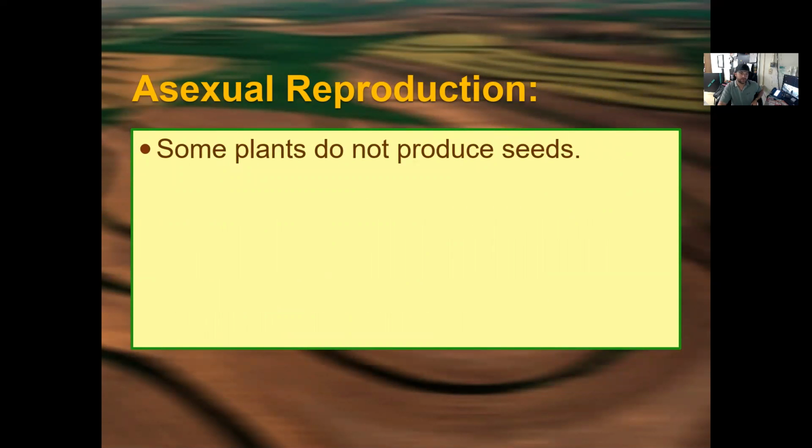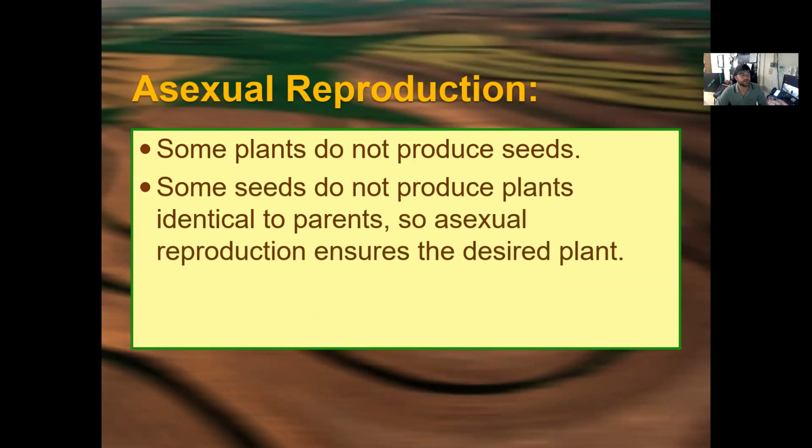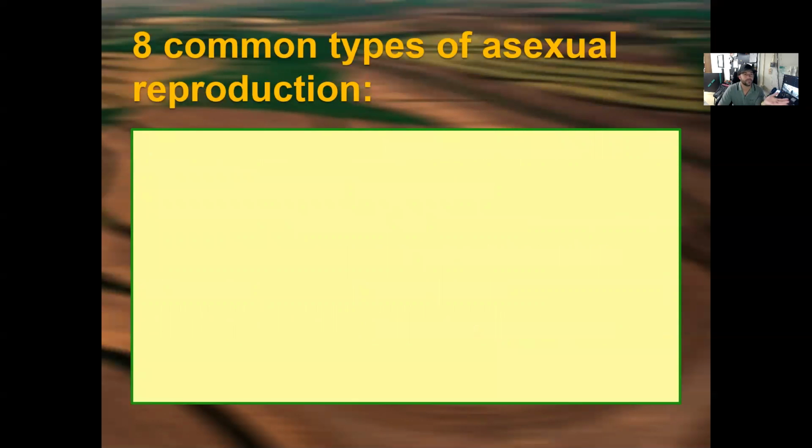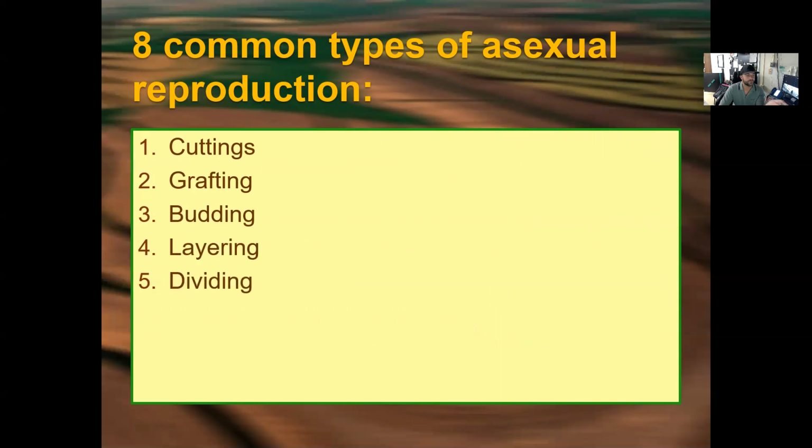Asexual reproduction: some plants do not produce seeds, and some seeds do not produce plants identical to the parents. So asexual reproduction ensures the desired plant, is used to produce dwarf plants, and is used to maintain particular specimens. The eight common types of asexual reproduction are cuttings, grafting, budding, layering, dividing, rhizomes, stolons, and tillers or suckers.